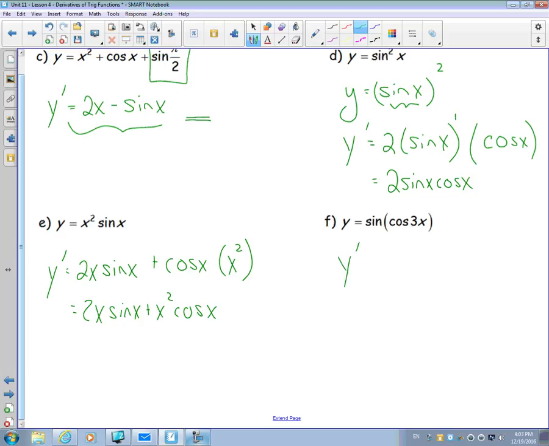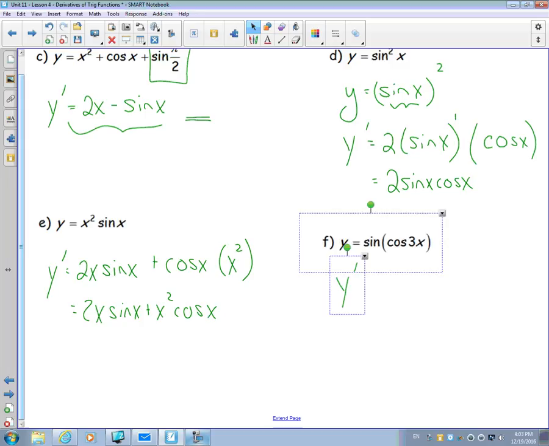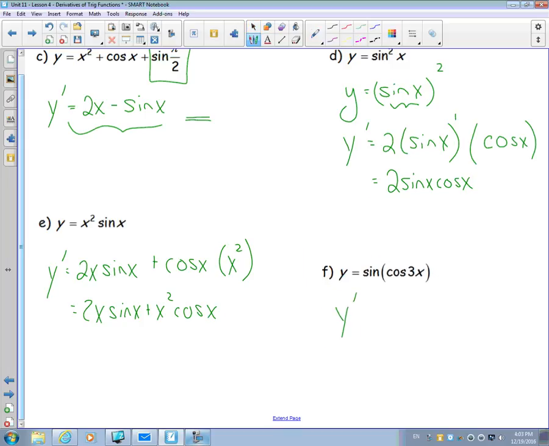The derivative of sine of cos 3x. So when we go to do this one, let's move it down a little bit here so we can talk about it. This is my function of another function, kind of like the composite function, if you will. So my derivative will be, well, the derivative of sine is cos of the original function.